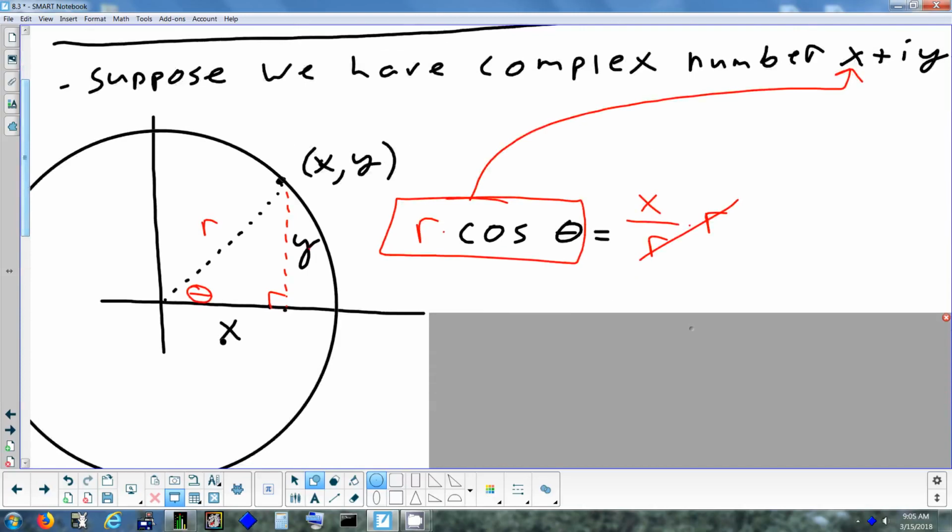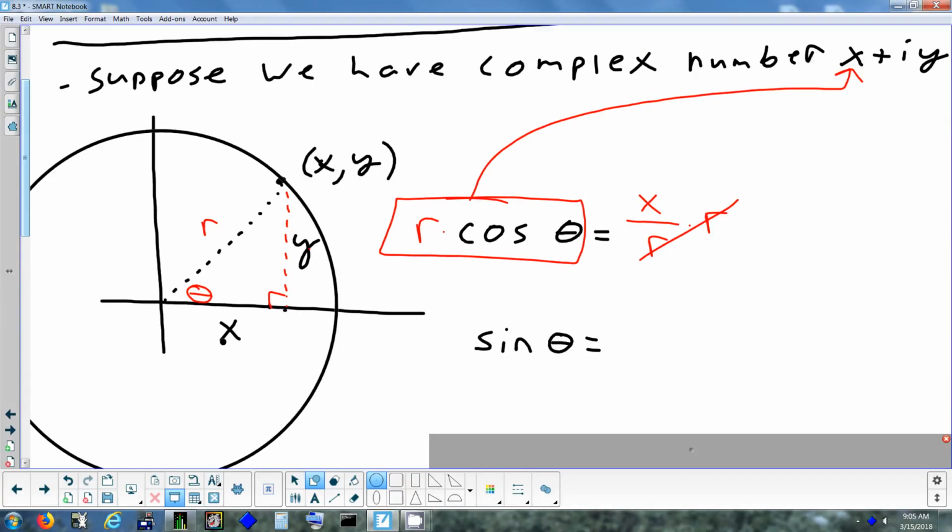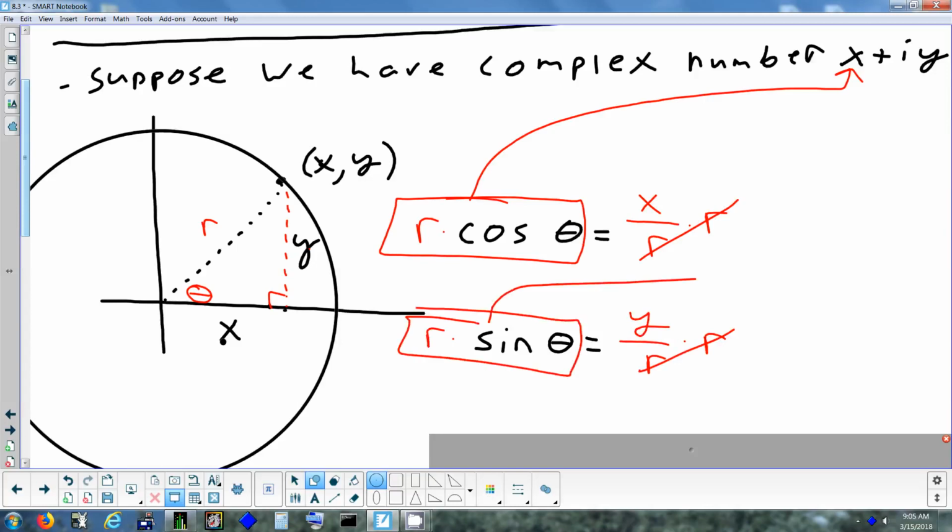Yep, sine. Okay, so sine is opposite over hypotenuse, y over r, and I'm going to do the same thing to get y by itself. And now I have a formula for y. I'm going to make those two substitutions, and that's going to give me the formula for putting a complex number in trig form. So we'll have gotten rid of the x and the y, and instead we're going to introduce an r and a theta.